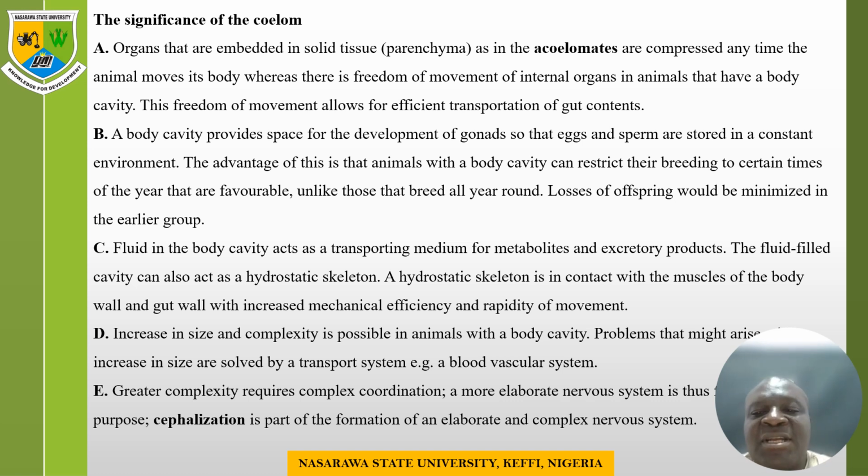The more elaborate the nervous system, and the purpose of this decentralization is part of the formation of an elaborate and complex nervous system. So all these are embedded or a result of the significance of this coelom, because it has the ability to regulate all the activities that the organism is supposed to undertake to ensure its survival within its ecosystem.